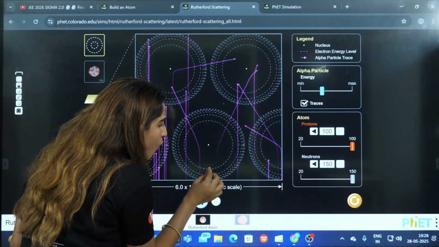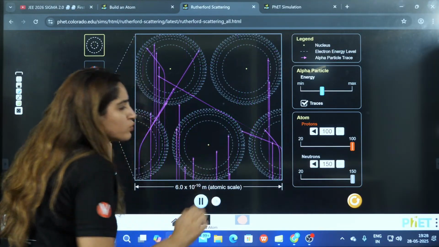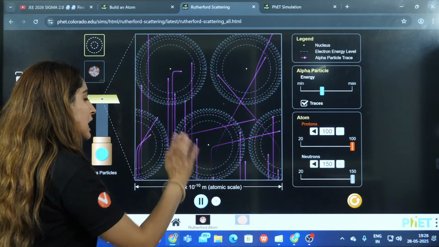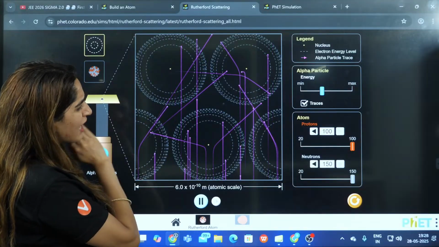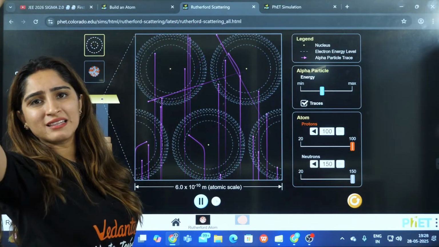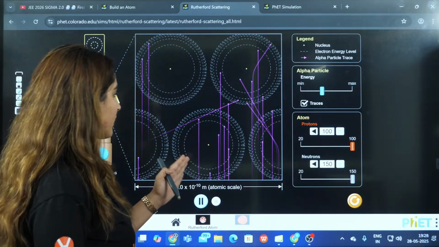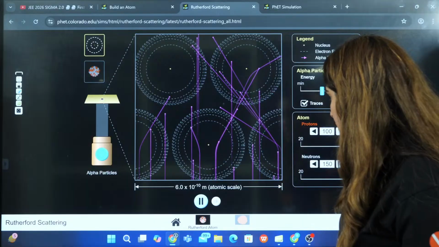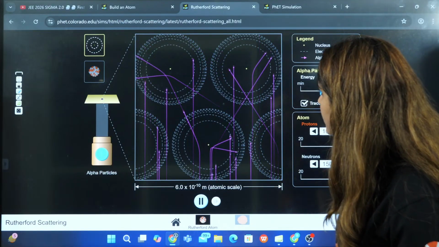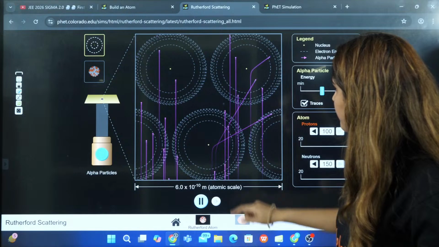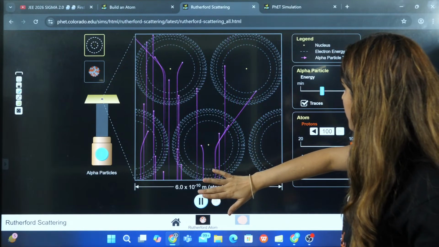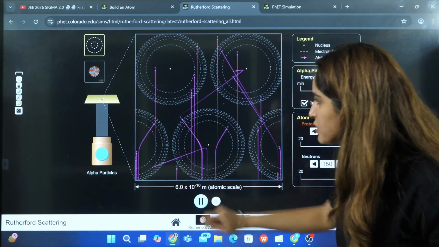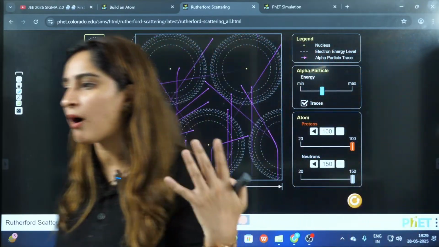That is the reason only some of them that are very near to the nucleus are getting deflected here. Now, you will see very few, like 1 in 20,000, will bounce back. Till now, I have not seen anyone bouncing back. This one was bouncing back. Very rare that are bouncing back, isn't it? Very rare you have which are bouncing back.